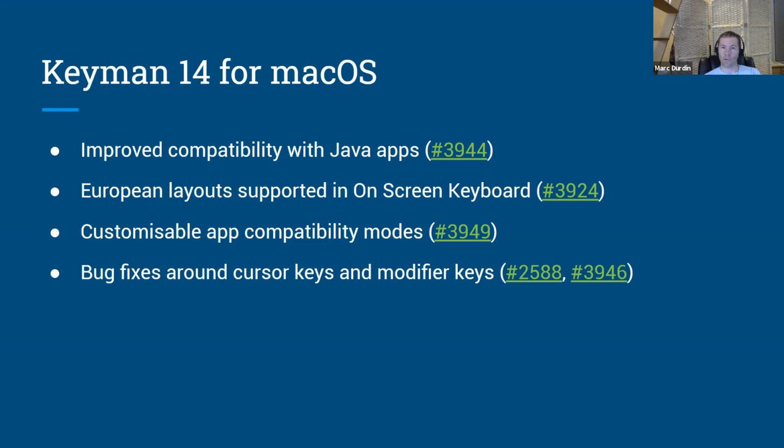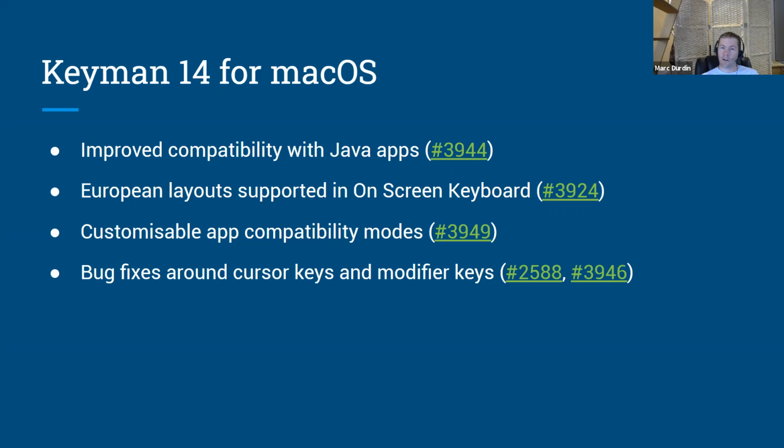What we have done in version 14 for macOS is we've improved the compatibility with Java apps. Previously, Keyman did not work very well with Java apps, which a number of popular applications out there are written in, and you just could not type with Keyman into them. So now you can, and it works reasonably well. The on-screen keyboard didn't support the additional keys that you need on a European layout, so you couldn't actually type some things on the on-screen keyboard if you used those additional keys. So now we support that.